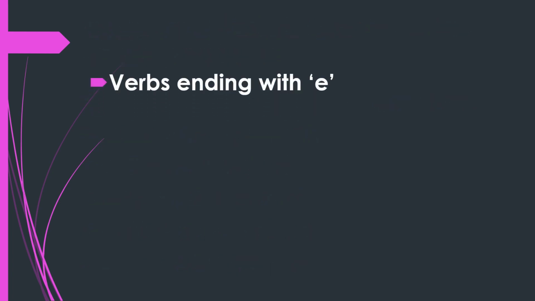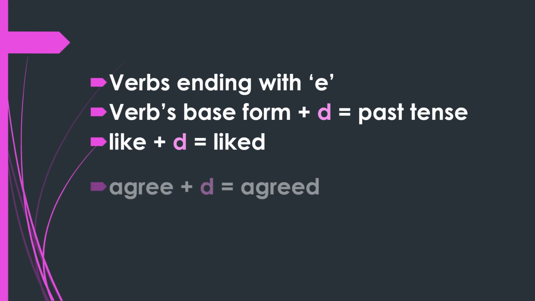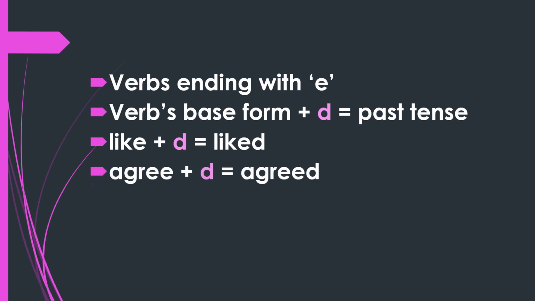Now let us see the next type of regular verbs that end in an E. To these verbs, we simply have to add a D to get the simple past tense form. For example, the verb like, which ends in an E. To this, we add a D to get the simple past tense form, that is liked. It becomes L-I-K-E-D. To the next verb, agree, which again ends in an E, we simply have to add a D to get the simple past tense form. Agreed. It is spelled as A-G-R-E-E-D.